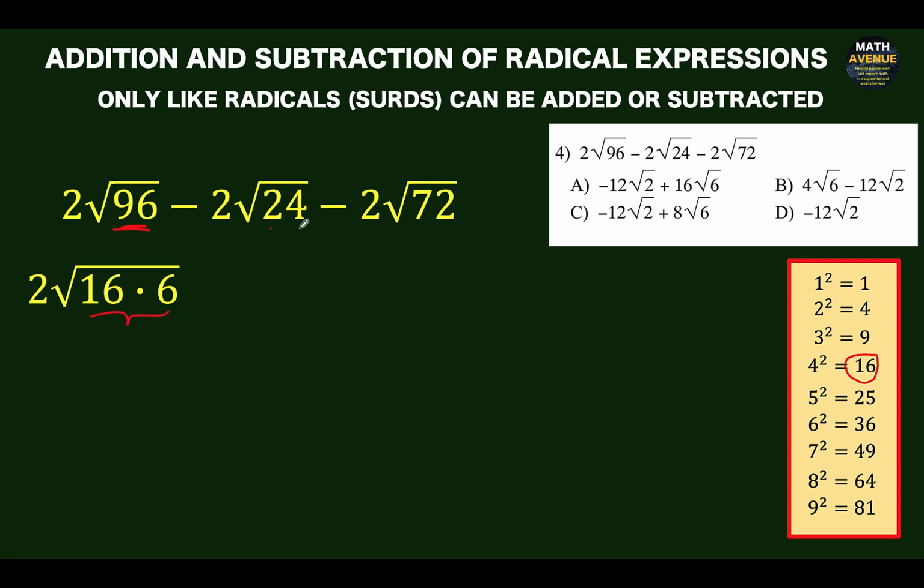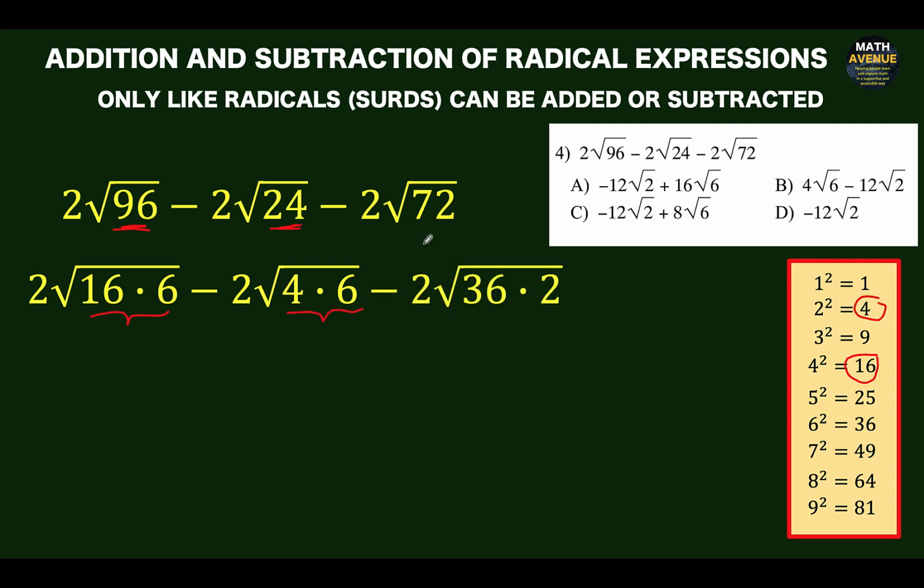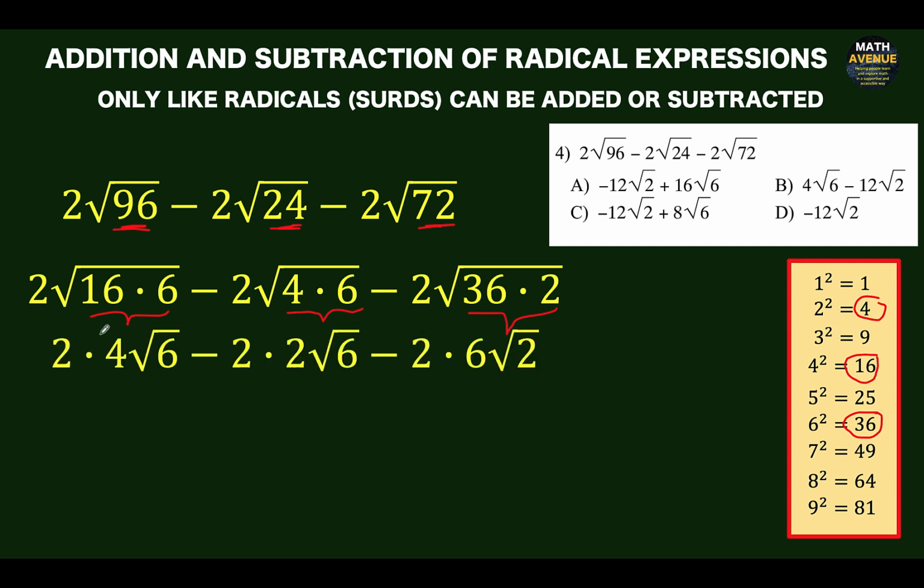Then, para sa 24, pwede natin siyang isulat as 4 times 6. And 4 is a perfect square. And para po sa 72, ito pong 72 is 36 times 2, and 36 is also a perfect square. Then, apply the product property of radicals and simplify.